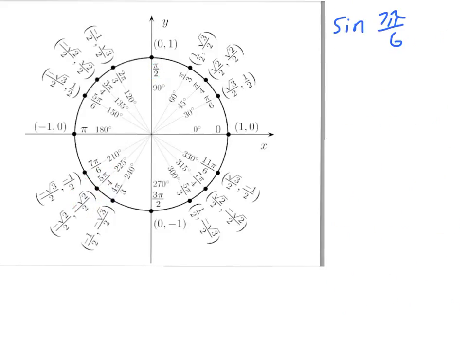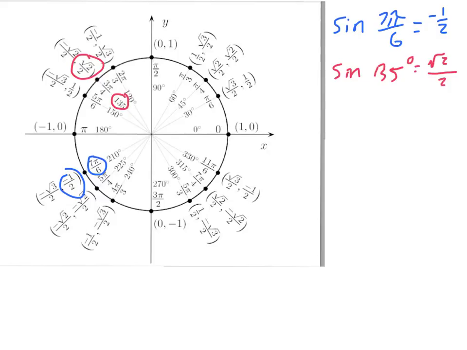The next one is sine of 7 pi over 6. That one's pretty easy. Find 7 pi over 6. Remember, sine is just the y value, so that is negative 1/2. Next one, sine of 135. Another fairly easy one. You find 135. Sine is y, that is root 2 over 2.